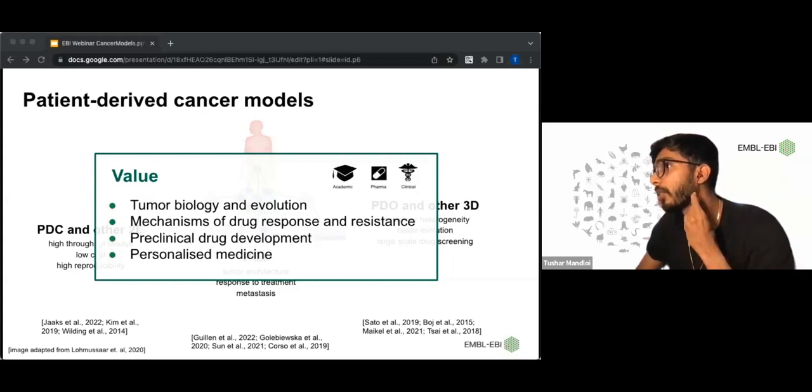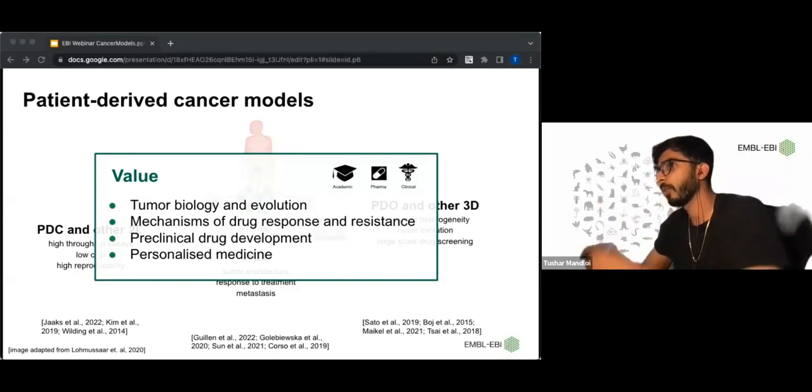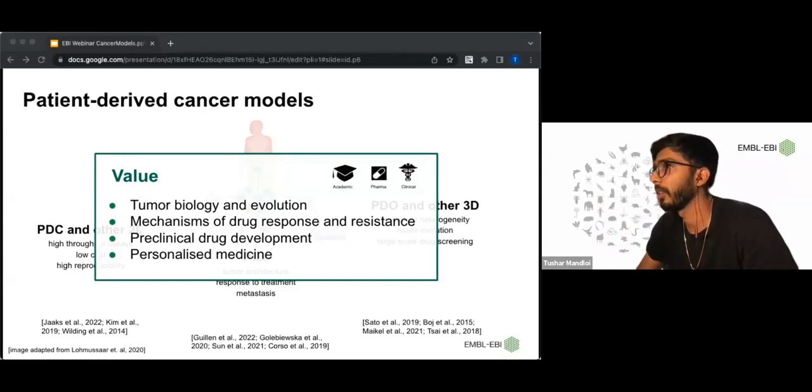Some of the key benefits of these models are preclinical drug testing, recapitulation of tumor heterogeneity, predictive biomarker discovery, and personalized medicine. These models also provide value in various sectors such as academia, clinical, and pharmaceuticals. And since we have now understood the value of these models, you must be wondering, where can you find them?